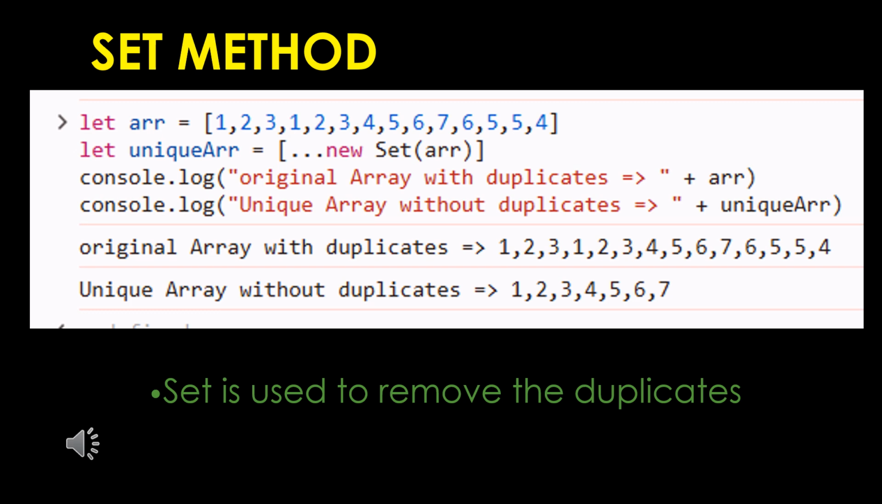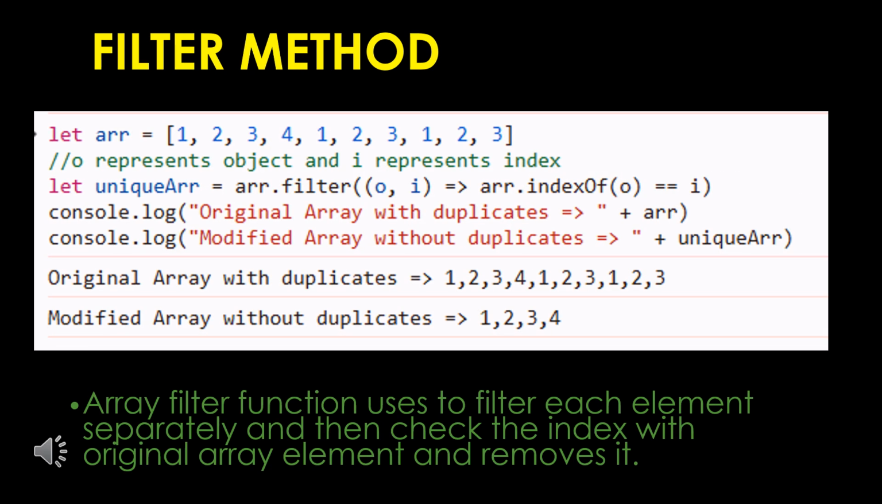So how it is working means the set method will completely remove all the duplicates contained in an array and make it a unique array. We can also use the filter method for removing the duplicates of the array. So array filter functions are used to filter each element separately and then check the index with the original array element and remove it. For example, we have an array.